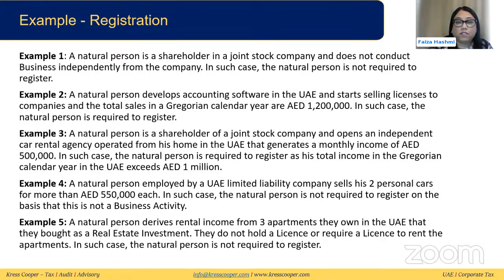A natural person who is a shareholder in a joint stock company and also has an independent car rental agency, earning income from that: the income he earns as a shareholder will be excluded, but what he's earning from the car rental agency, if it's over 1 million, he will need to register. If a natural person sells his personal car and is also employed, then this personal investment income from the sale of the car and also the wages will not be included, and they will not be required to register.